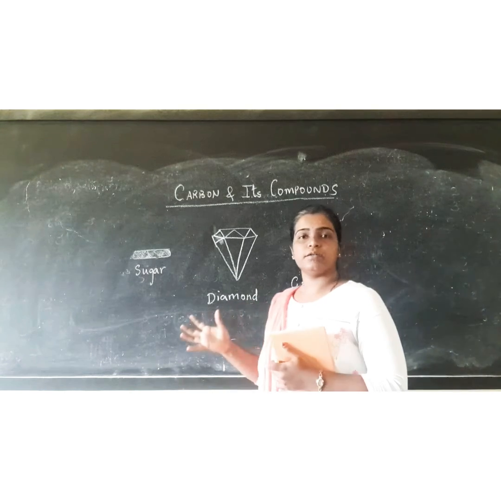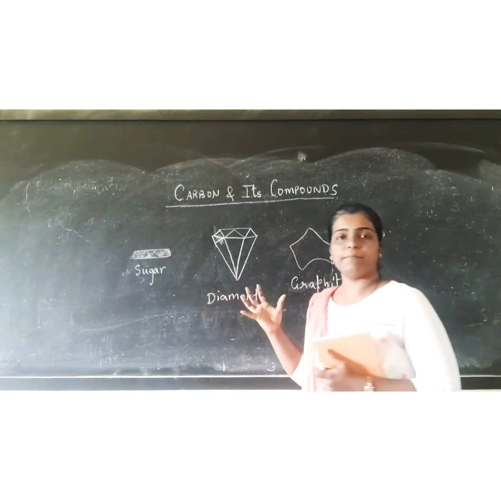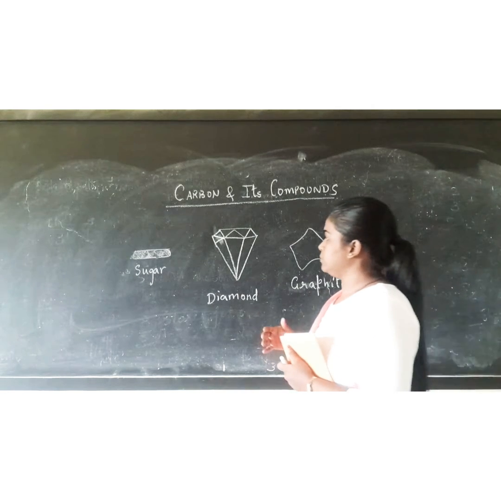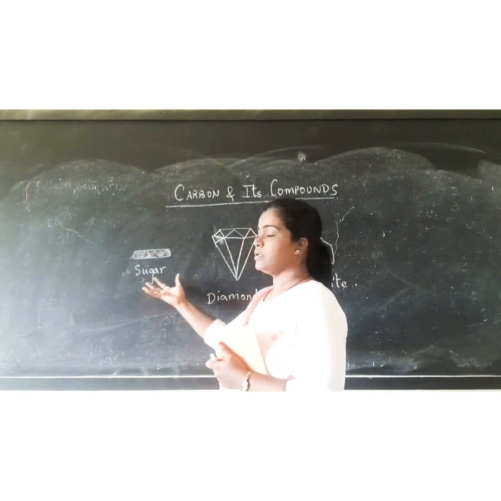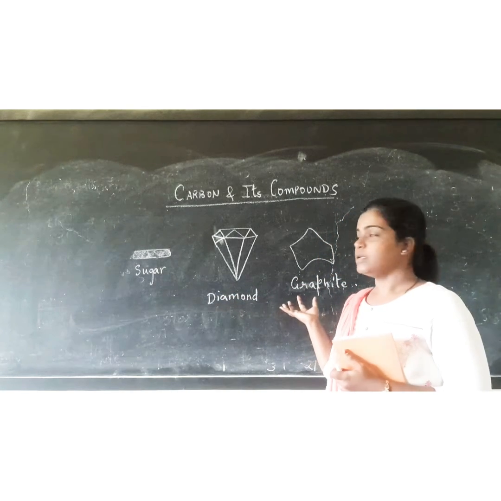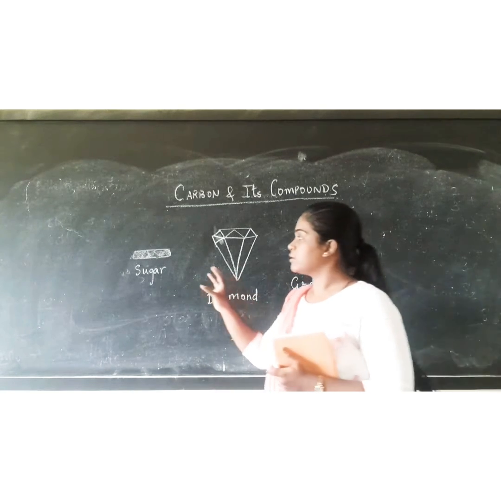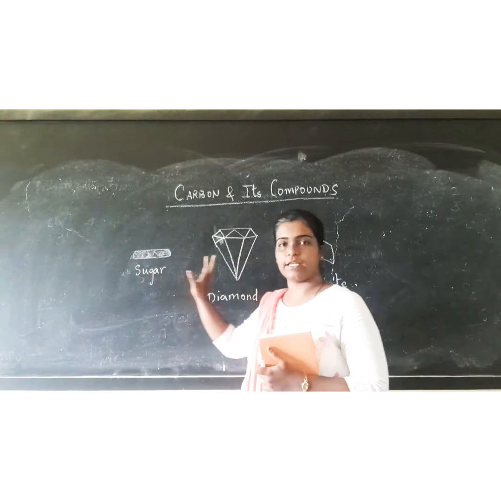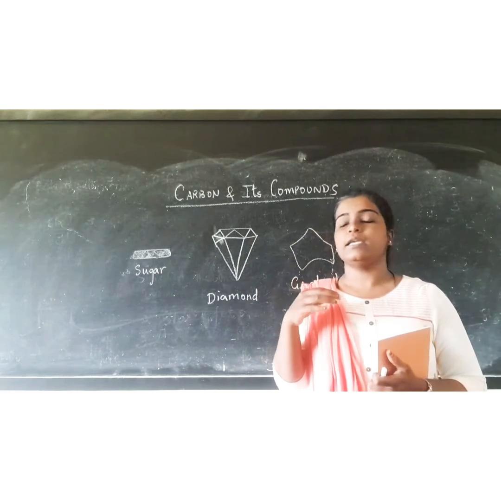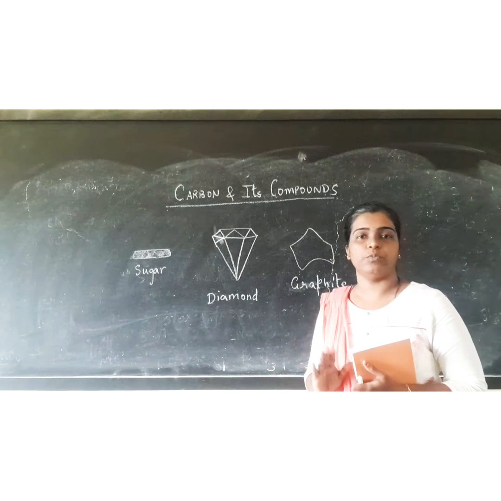You have to think: do they all look the same? No, they don't look the same. Sugar is different, diamond is different, and graphite is different. You may say that diamond is a little shiny. The crystal of sugar is not that shiny, whereas graphite is totally black in color, and there is no similarity between this diamond and this graphite either.